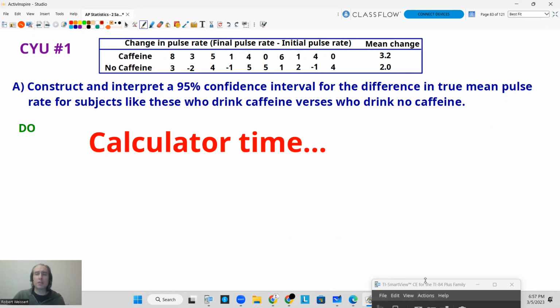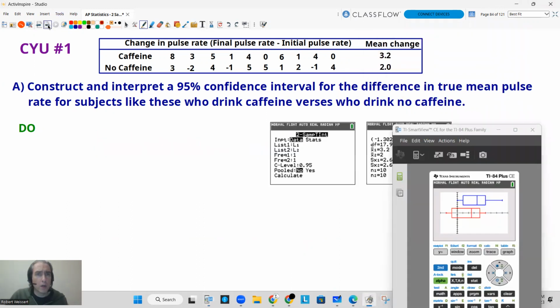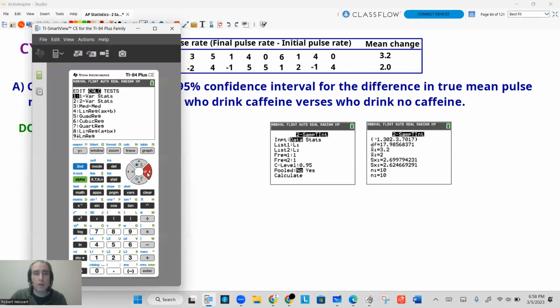Calculator time. Once you get to the do part, I would shy away from doing anything with your formulas unless it's a multiple choice question and it requires it. So with this part here, we're just going to use our calculator. So we're going to make sure we run the interval. This is going to be a 2-sample t interval. And because we have the data here, that's going to be option 0, 2-SampTInt. And we're going to go to data. And the data will pull from L1 and L2 as a default.